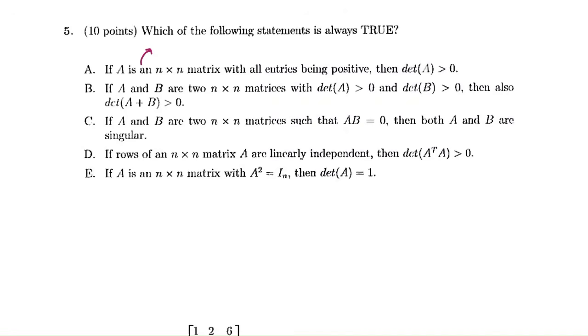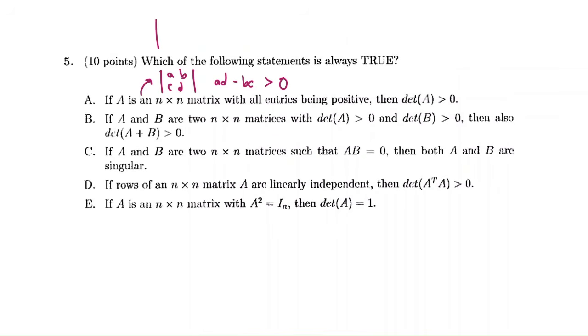Obviously your entries are all positive, so if you have A, B, C, D, then AD minus BC is going to be your determinant, and the claim is that it's greater than 0 all the time. But what if, for example, you have 1, 2, 2, 1? Well, this one's going to be 1 minus 4, which is -3, which is less than 0. So this statement is false.